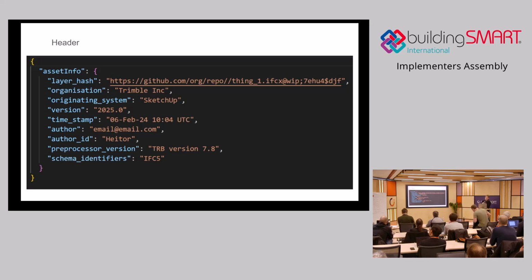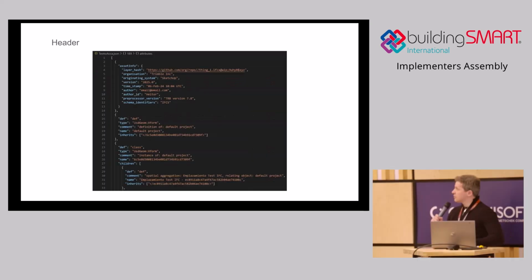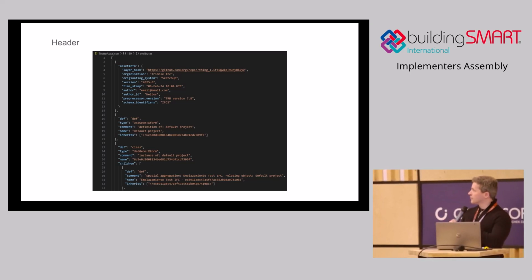So we have a first proposition of eight or nine things that we think are important to identify. We have a layer hash, organization, the software, the version of the software, a timestamp, the author. Then we can discuss if an email is sufficient, or if we need the names or any other data there. The preprocessor version: in our case at Trimble, we have a Trimble converter, but if you are using ODA, you can have ODA there. Schema identifiers like IFC5. I don't know if you are ever going to have IFC 5.1, 2.3, but yeah, this is how we were implementing and testing. So these identifications go at the top of the file.